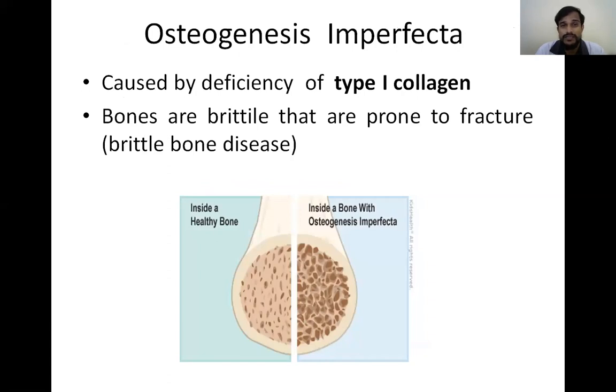Osteogenesis imperfecta is caused by deficiency of type 1 collagen. We know the bones are mostly formed by collagen, and when there is any defect in the collagen, especially type 1 collagen, the bone formation will be defective. The bones are brittle and easily prone to fracture. That's why osteogenesis imperfecta is known as brittle bone disease.